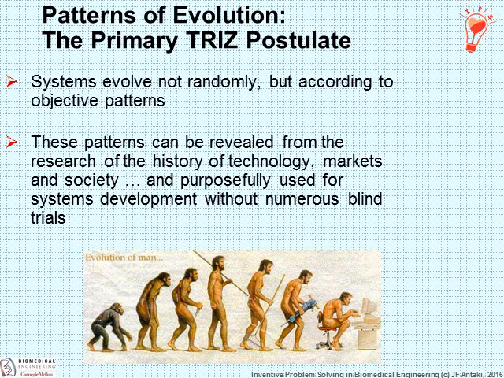So that's one of the tenets of this TRIZ postulate of directed evolution, that the patterns are revealable or learnable from researching the history of technology, markets, and society, and then using those patterns, we can purposely use them for system development without a lot of trial and error, which you might remember from your reading assignment was one of the characteristics of the first revolution, where inventions were made more by accident than by science or through an algorithm.